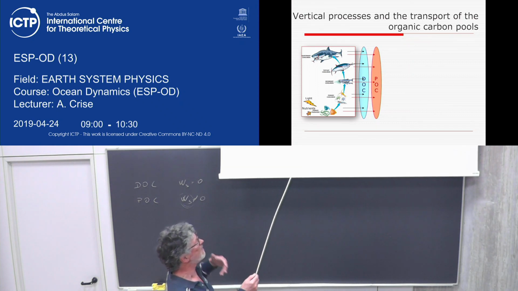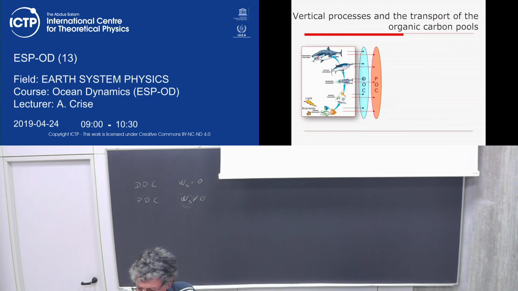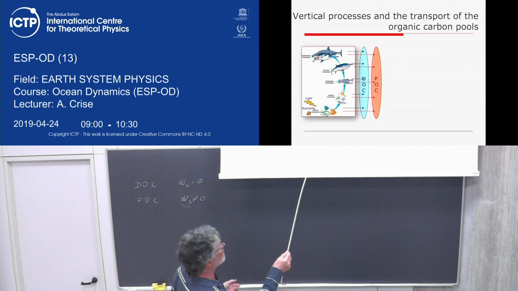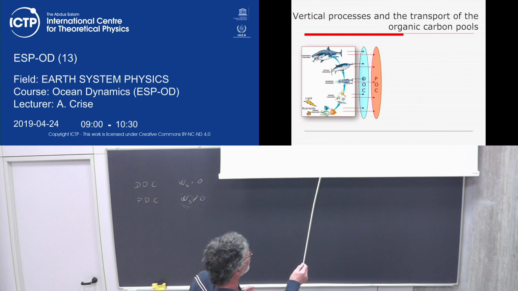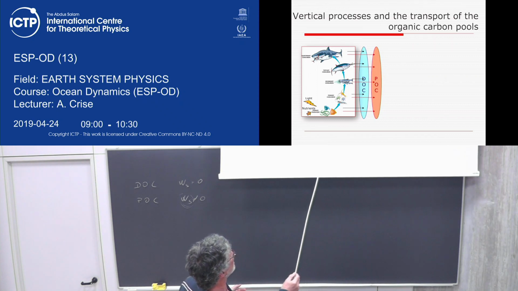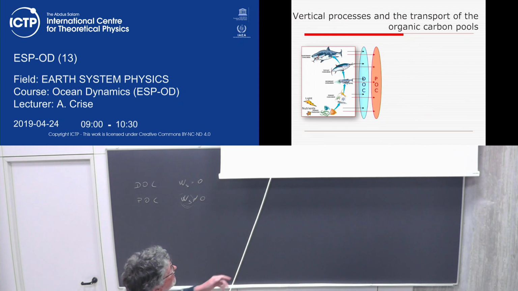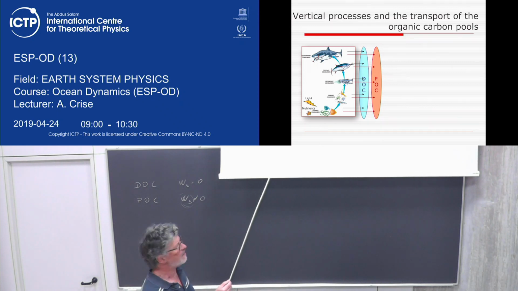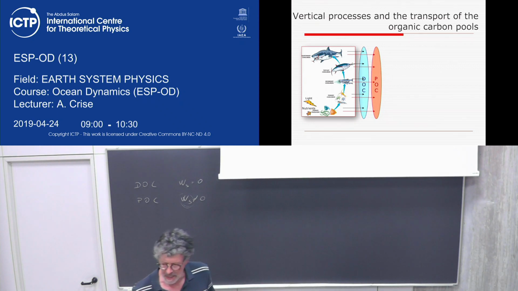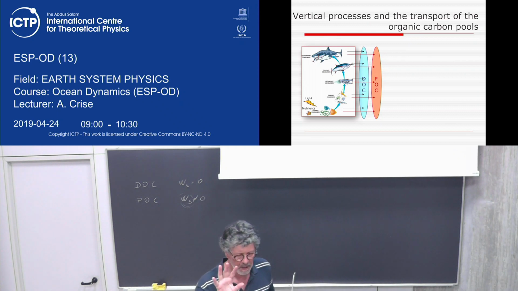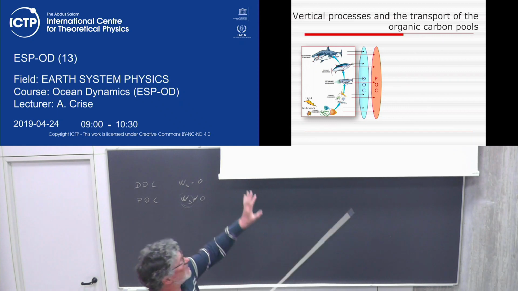They respire, they have excretion, they have molting, they die. Everything can be partitioned in terms of dissolved carbon or particulate carbon. So whenever you have new organic matter here, sooner or later this ends up in these two compartments. This means that our assumption is to simplify the whole food chain. This is a simple food chain.